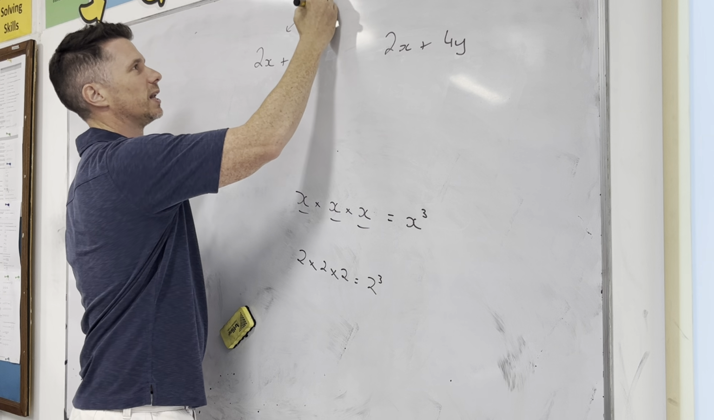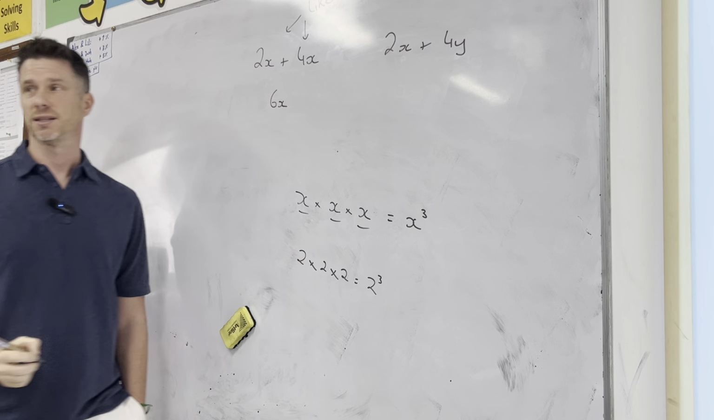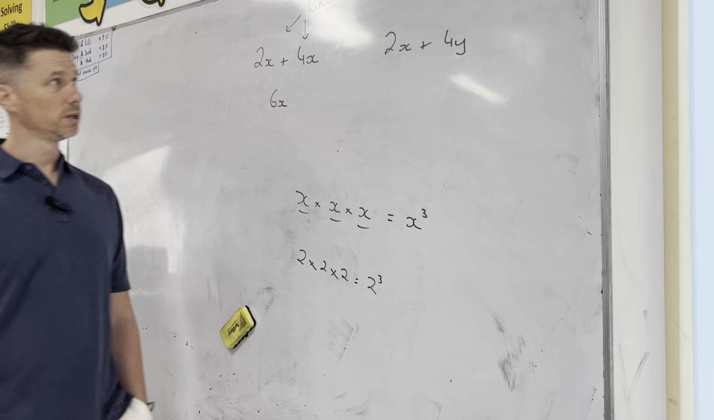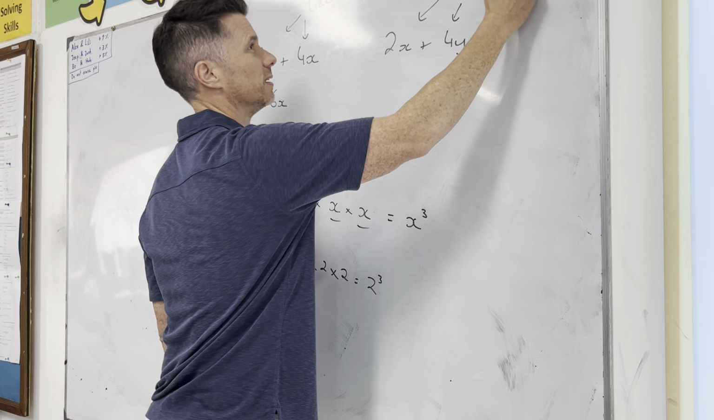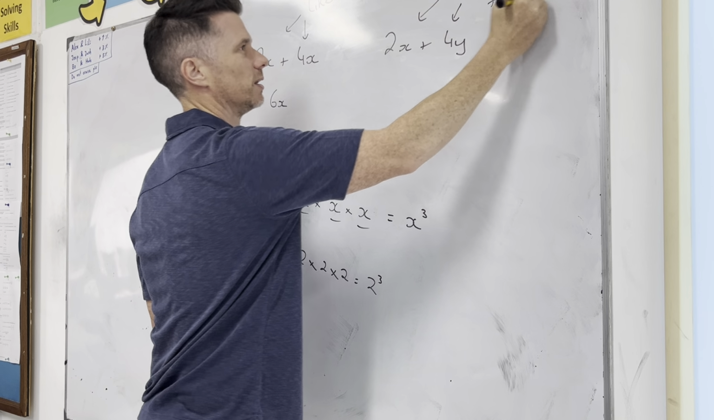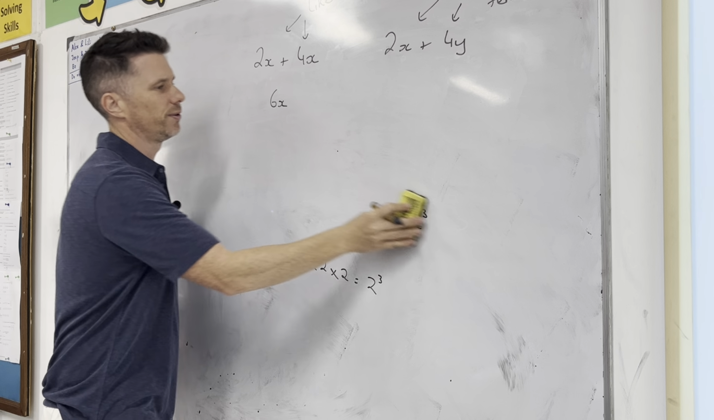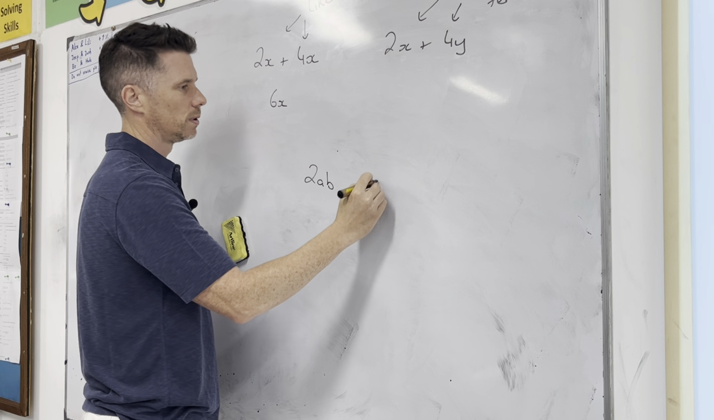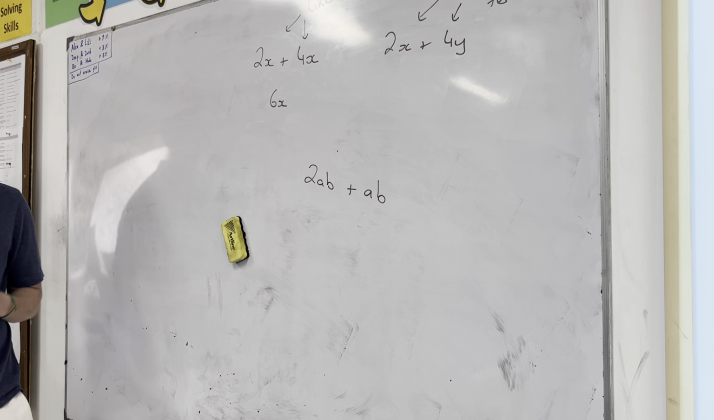So these 2 are something called like terms. Like terms can be added together. They're the same thing. They're both just x's. These 2 are not like terms. They cannot be added together because they're different letters. What about something like this? We need to think about, are these like terms or not like terms?